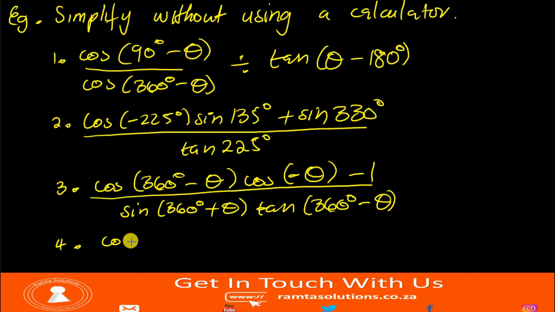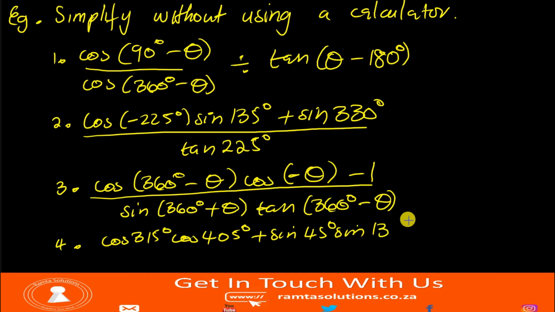Let's try number 4. It is cos 315 degrees times cos 405 degrees plus sine 45 degrees times sine 135 degrees, all over sine 750 degrees. Okay, all right.